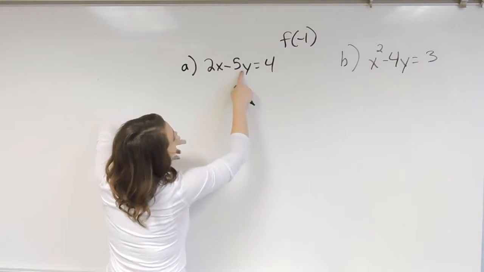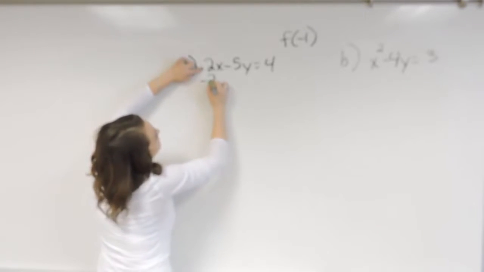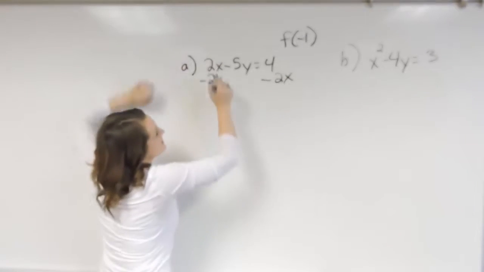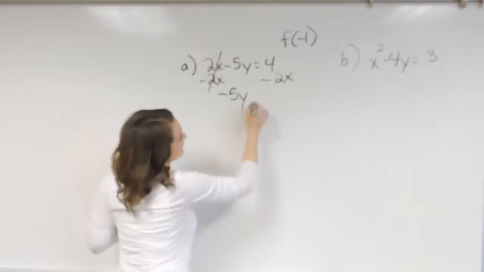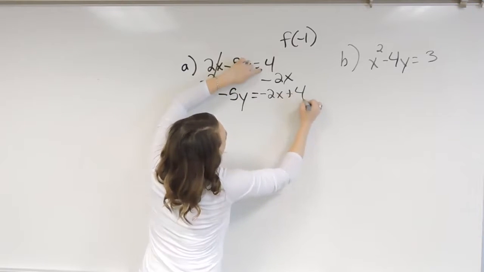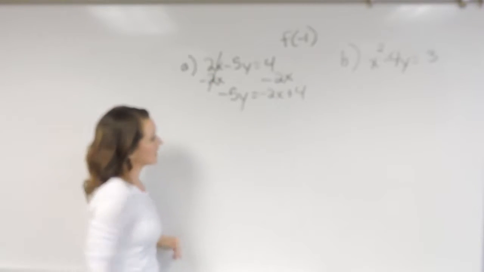So if we're solving the equation for y, let's look at this left example over here. If I'm solving for y, that means I need to get rid of everything else. The first thing I'm going to do is subtract 2x on both sides and get rid of that. 2x minus 2x cancels. We drop down the negative 5y is equal to negative 2x plus 4. Then we almost have it solved for y. We need to get rid of the negative 5.